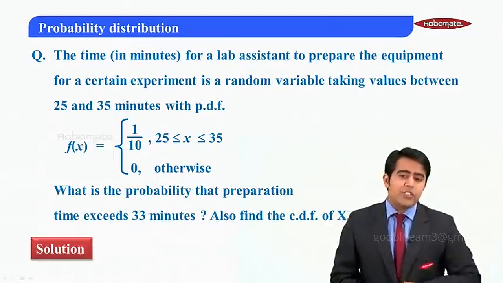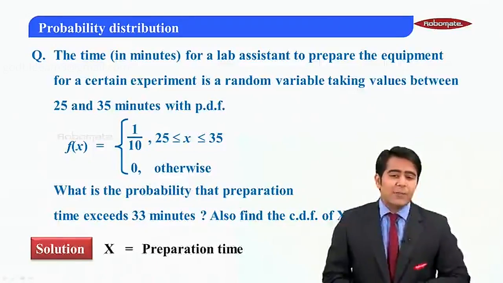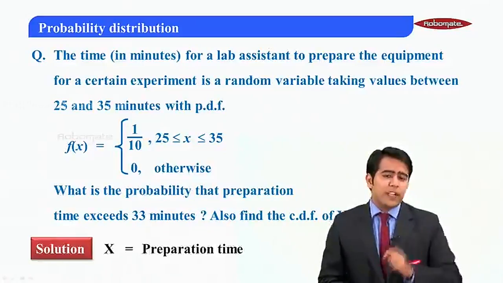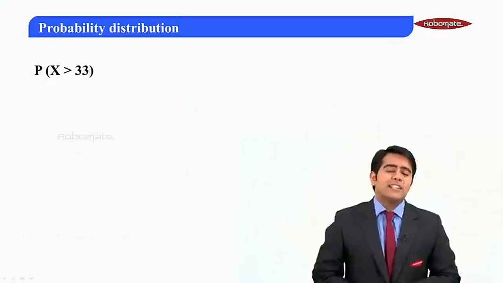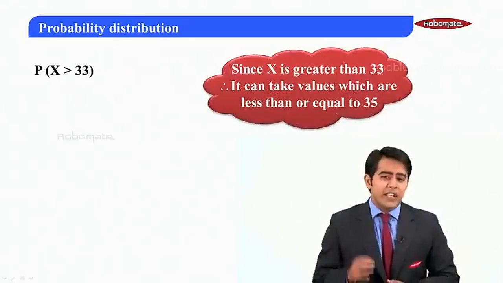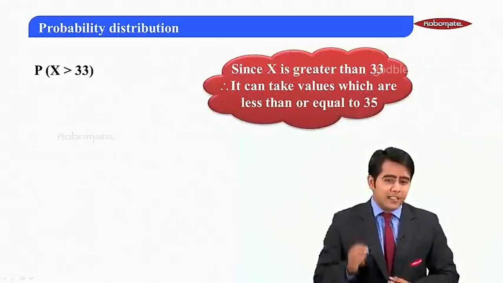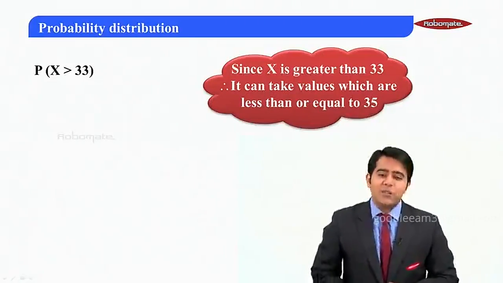So here the solution goes like this. We'll take x as the preparation time. So the value of x will be from 25 minutes to 35 minutes. So here P of x greater than 33, that means preparation time exceeds 33 minutes. It is simply greater than 33, therefore it can take values which are less than or equal to 35.